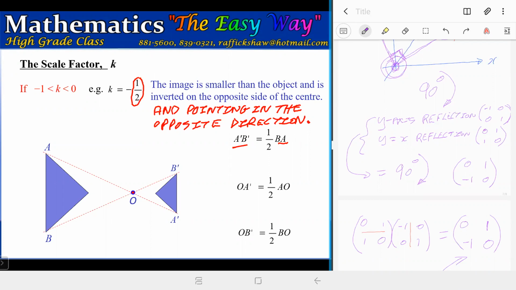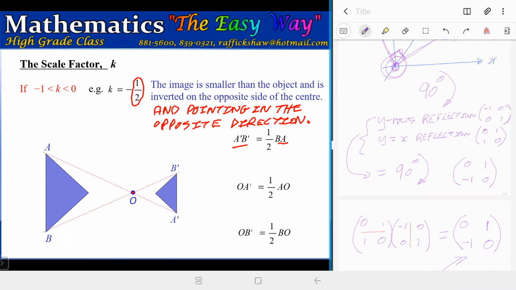One additional thing to remember is that the scale factor also affects the distance from the center. So if the distance of a point from the center is 2, and you apply a scale factor of 5, the distance is going to go to 10. 2 times 5 is 10. So the scale factor affects the size of the object itself, and also affects the distance of the object from the center. Plenty of people forget that part of it, that the scale factor affects the distance from the center.